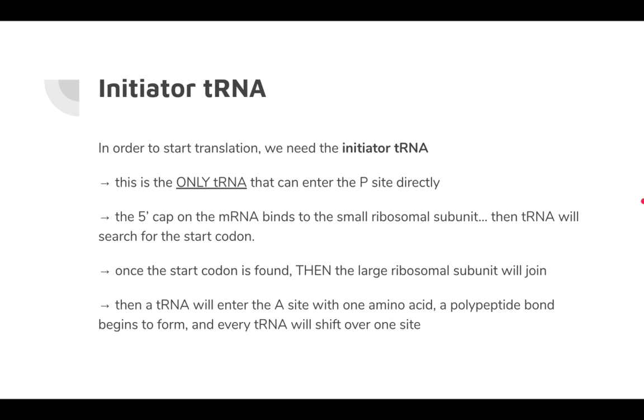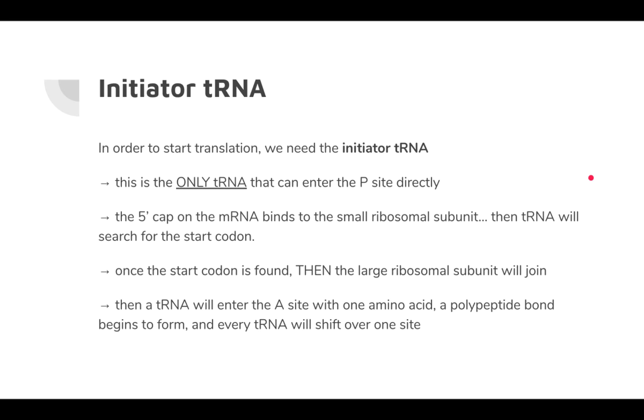So before we can even begin, we need the initiator tRNA. What's so important about it, though? The thing about the P site is that only tRNAs with a polypeptide chain attached to them can enter the P site. But the initiator tRNA is the only exception. It is the only tRNA that can enter the P site directly with only one amino acid, because we have to start somewhere.